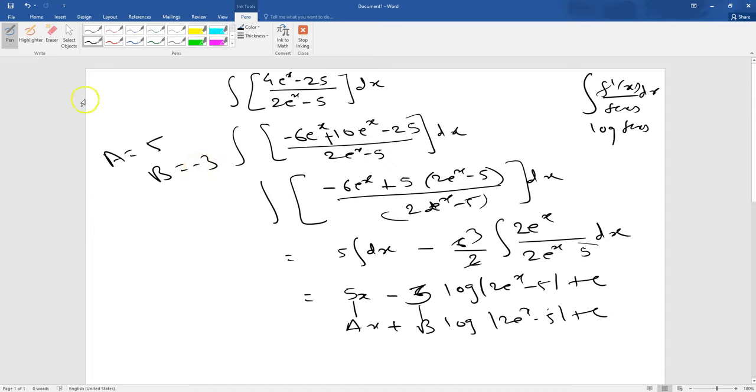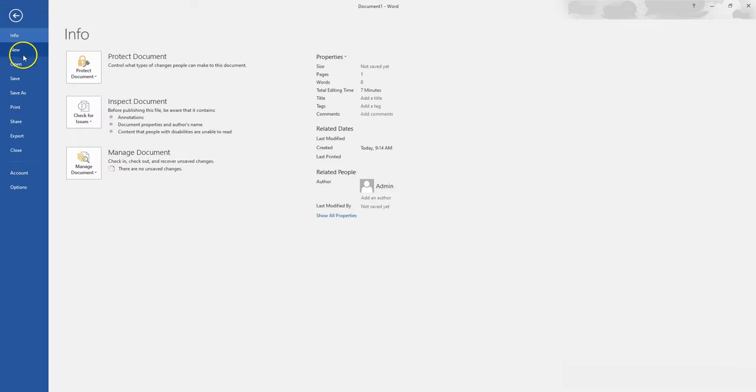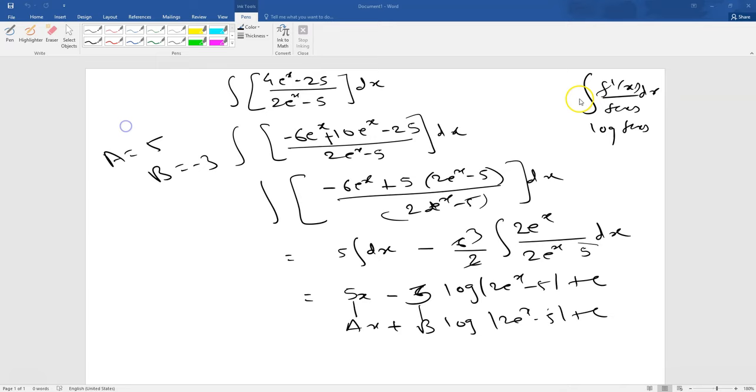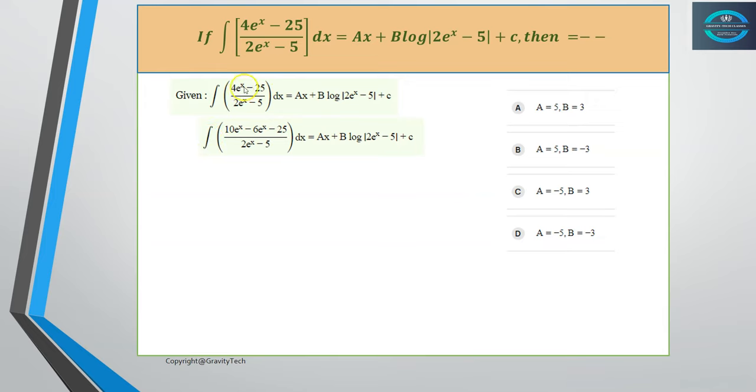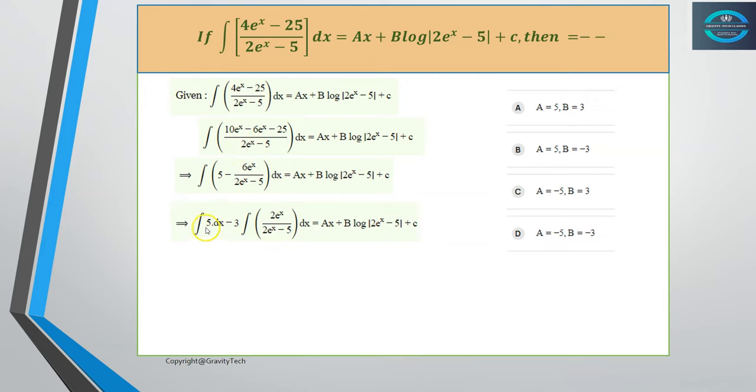Now let's see on a slide how it is. Let me discard this one. See, this is given. We have adjusted this 4 e raised to x minus 25 as 10 e raised to x minus 6 e raised to x minus 25. Then this 6 e raised to x will be on this side. From 10 e raised to x minus 25, we took 5 common. And then this will be cancelled out. Then 5x dx, then this is going to be what?